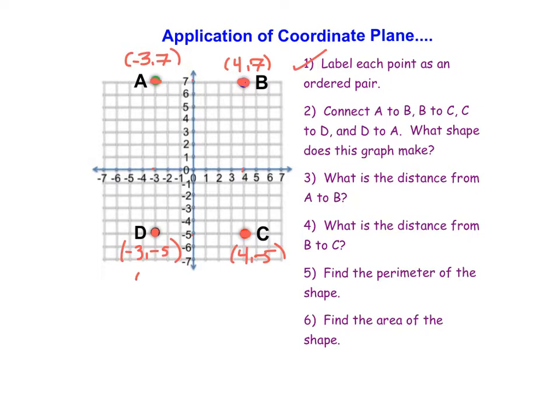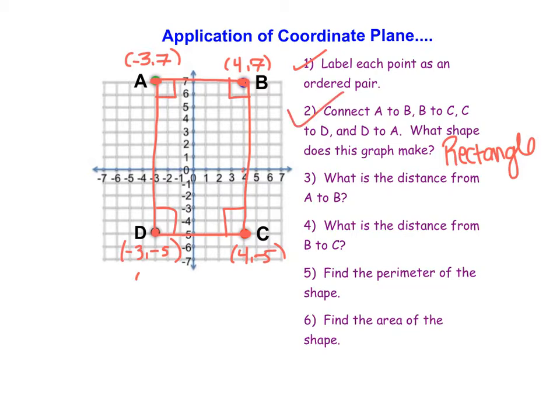The next piece says to connect A to B, B to C, C to D, and D to A. And it asks me what shape this makes. And this makes a rectangle. I can see it. I have 4 nice right angles and 2 pairs of equal sides. So that checks off number 2.